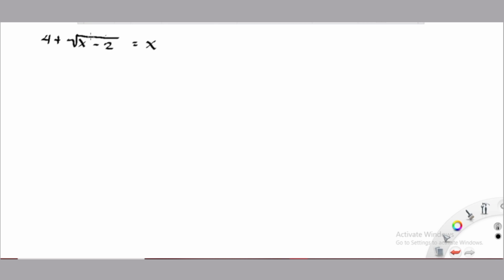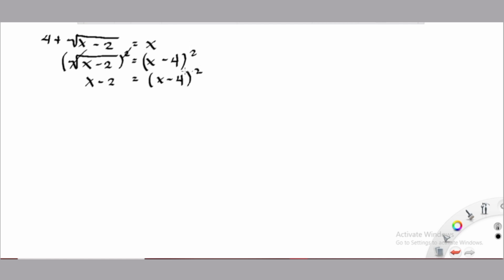As you can see, the radical expression is already on the left side, but there is a constant which is 4, so we have to move it to the other side of the equal sign, or apply the subtraction property of equality. So this will become the square root of x minus 2 equals x, and then this will become minus 4. This is a square root, so we have to raise both sides of the equation by 2. Cancel out the radical sign and the exponent 2. So we now have x minus 2 is equal to the square of x minus 4.